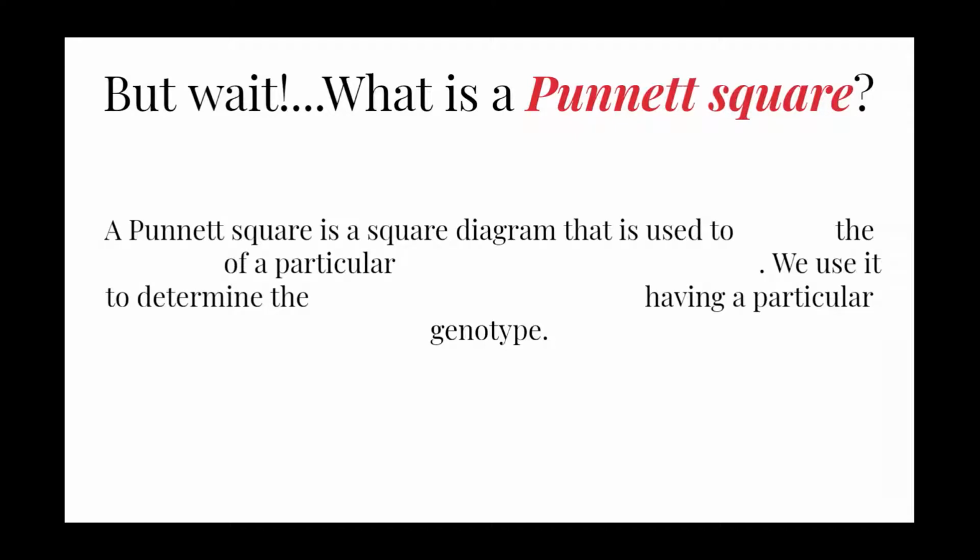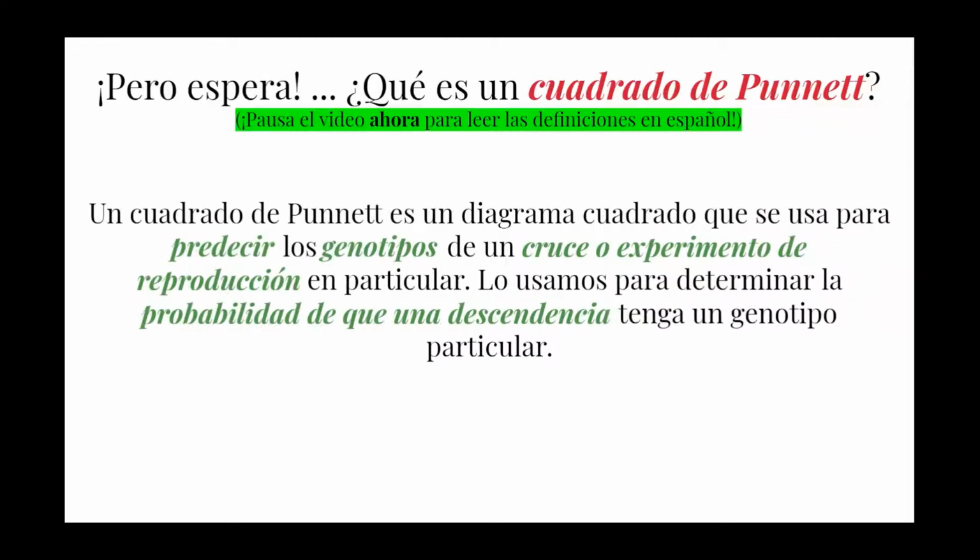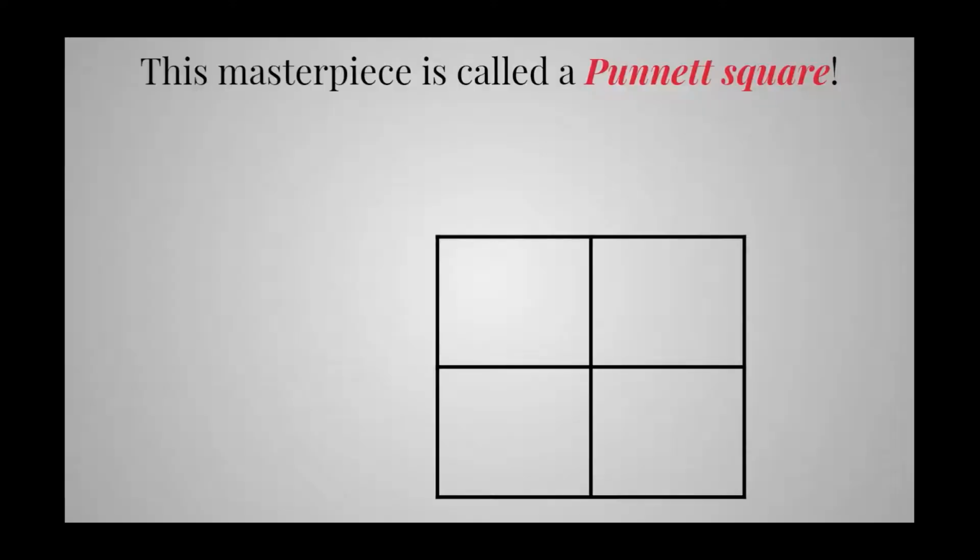A Punnett square is a square diagram that is used to predict the genotypes of a particular cross or breeding experiment. We use it to determine the probability of an offspring having a particular genotype. So there's a lot there. If you want to pause the video and read it to yourself, that might be a good idea. But let's see exactly what these Punnett squares can be useful for.